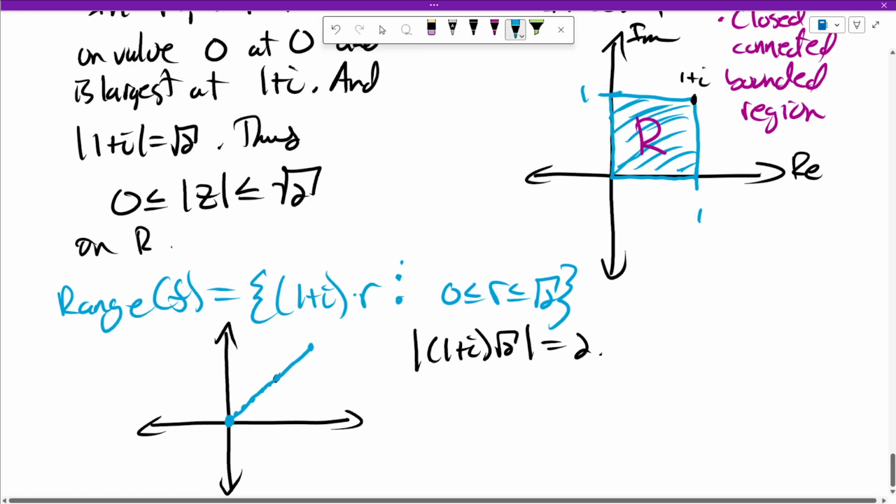So that means it starts off at 0 and goes out along the vector 1 plus i until we get to a maximum size of 2. And so if we were to graph the range of our function on that set, we get that picture there.